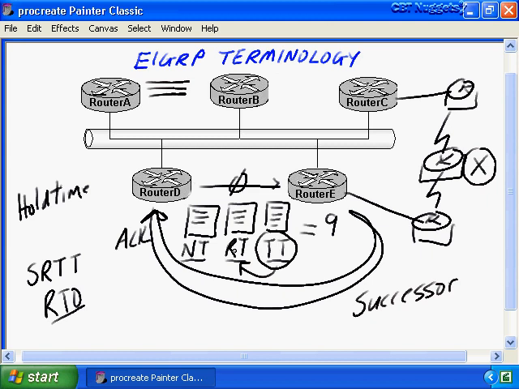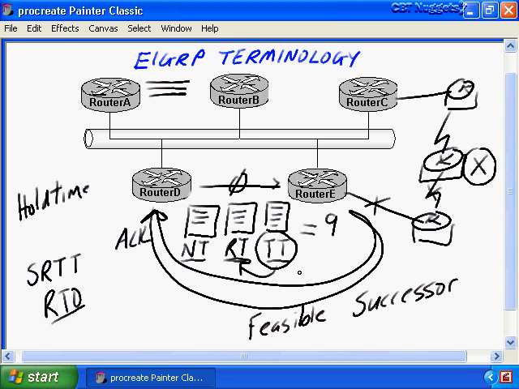Now, also what you have are kind of backup successors, and these are called feasible successors. They aren't the successor, but it's a feasible proposition that they could become the successor if something happens on the best path to that network. A feasible successor, and there can be several of those, will ultimately get injected into the routing table. We're going to look at these concepts a little bit later, but these are important things to realize as far as EIGRP terminology goes.